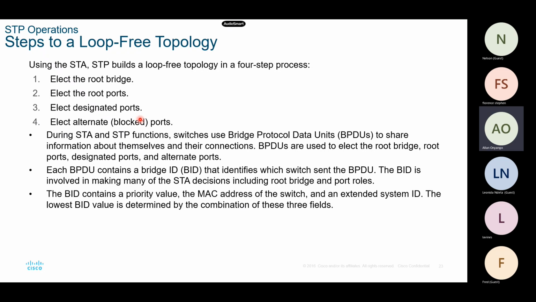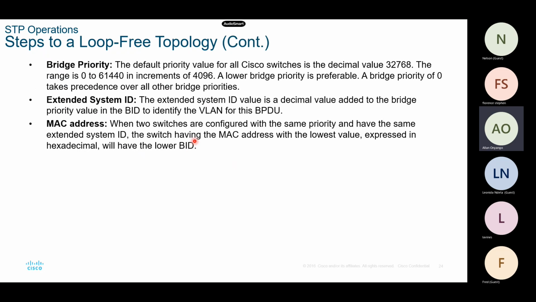Each BPDU message contains what is called a bridge ID. Basically, each bridge ID is just an identification of each switch. Major decisions must always be made using the algorithm, and the algorithm uses these messages. The bridge ID contains, 1, a priority value, which I will tell you more about, 2, the MAC address of the switch, and finally, what is called an extended system ID. The lower the bridge ID, the better. In fact, any switch with the lowest ID will become the root bridge.